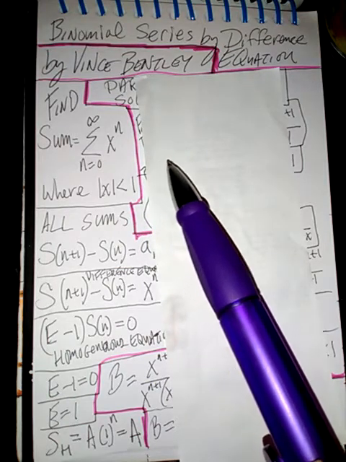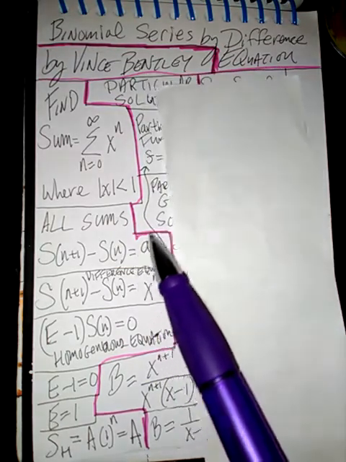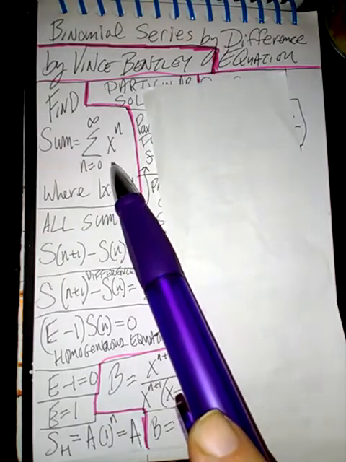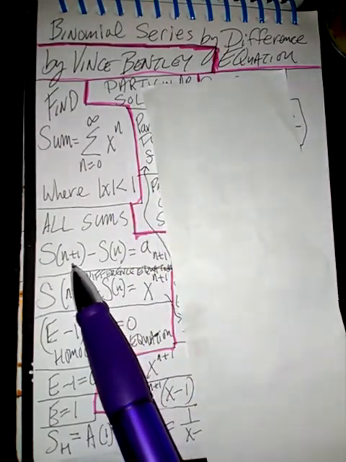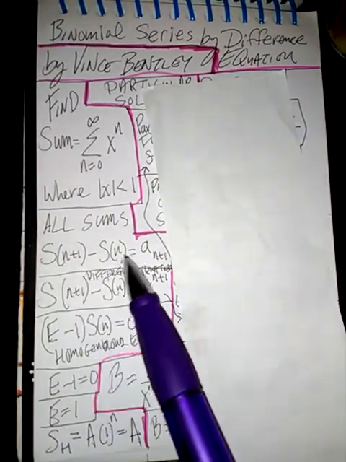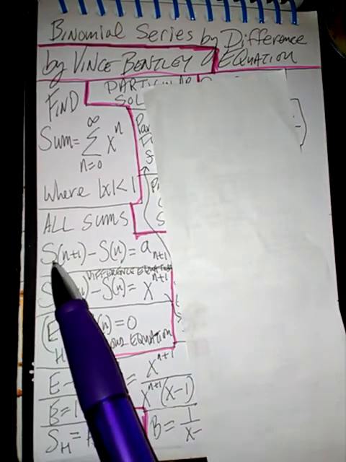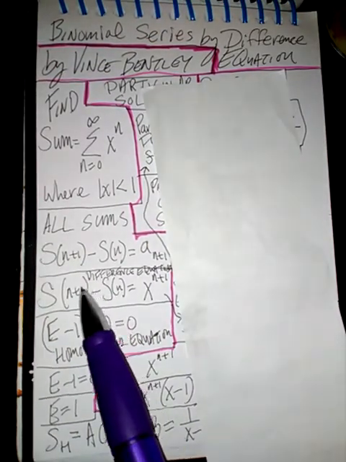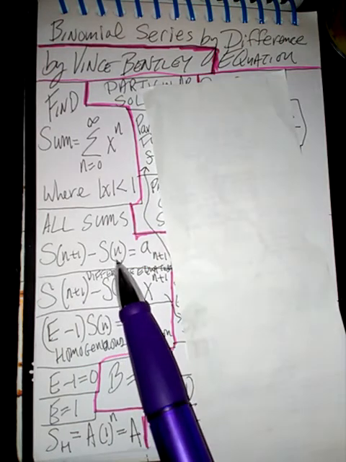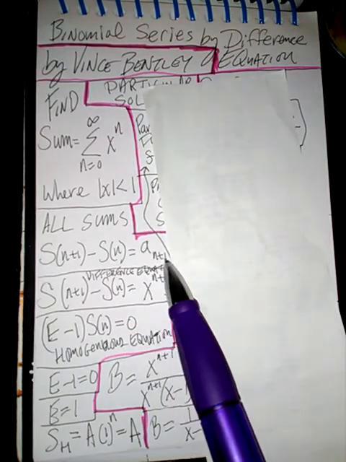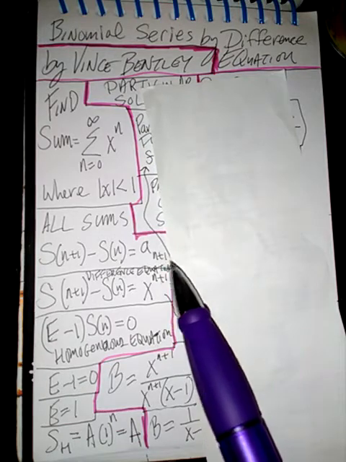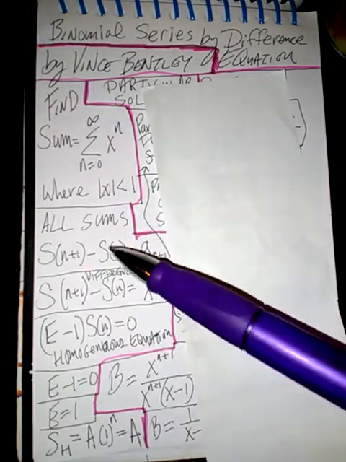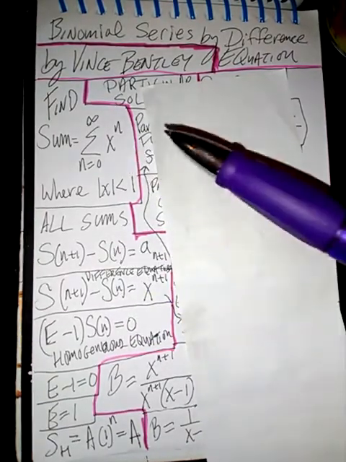What we'll do first is, any sum can be written this way right here, where we have S sub n plus 1 minus S sub n equals a sub n plus 1. So let's see how we can use this to find any sum here.